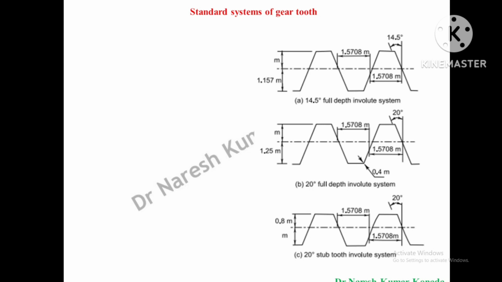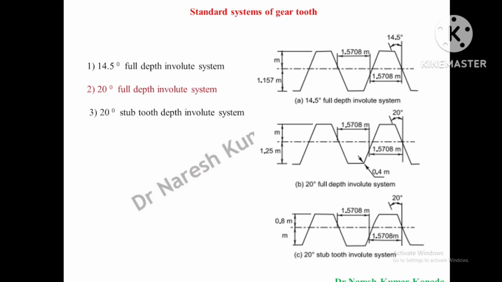Each system has its own advantages and disadvantages. If you see here, in the 20-degree stub tooth system, we have a smaller addendum and smaller dedendum, whereas in the 14.5 degree system we have m and a larger dedendum. Here I have clearly marked the 20-degree full depth involute system in red color. This indicates that this system is widely used.